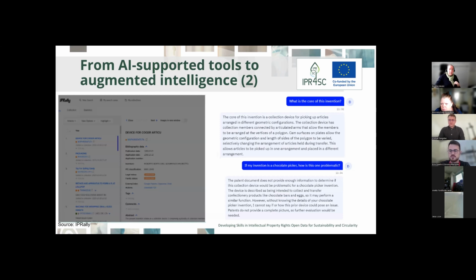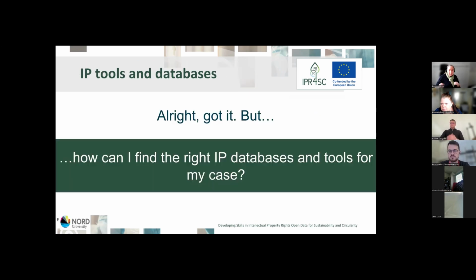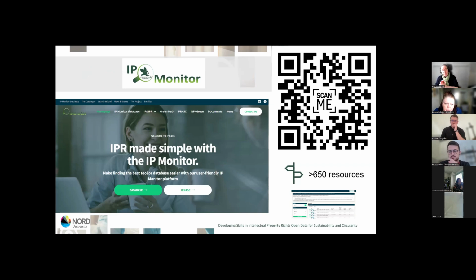Okay, the very last part I want to point out is there are a lot of resources out there, right? And so one question that I was foreshadowing just now was, what is out there? Can something help me with that? And so that's what we've done within the IPR project, or try to do within this IPR4SC project.